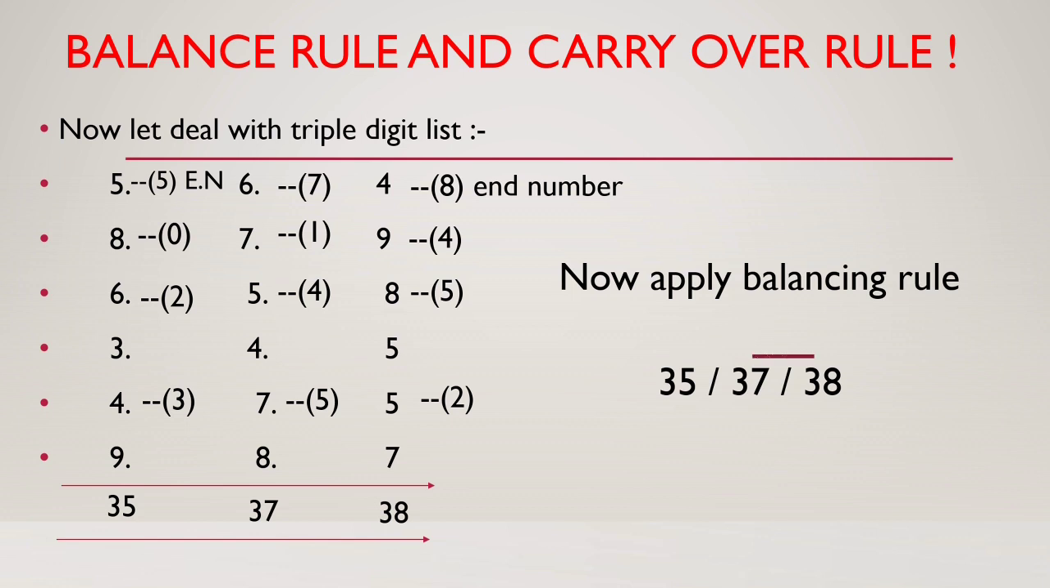Now we are going to carry these numbers and we will get our triple digit sum answer in seconds, that is 3908. So this was the balance rule and carryover rule of single list, double list, triple list.